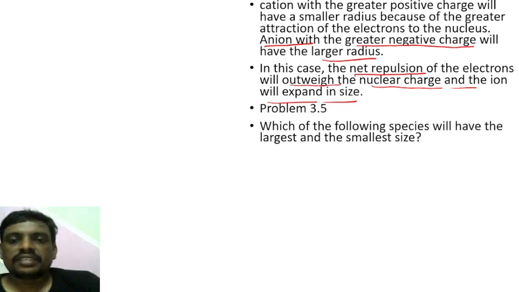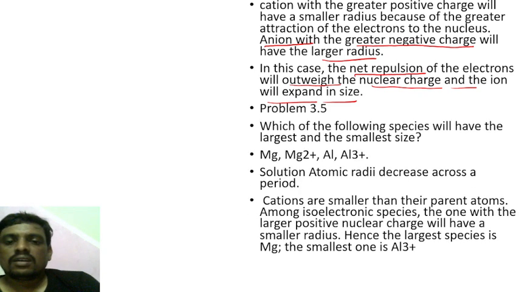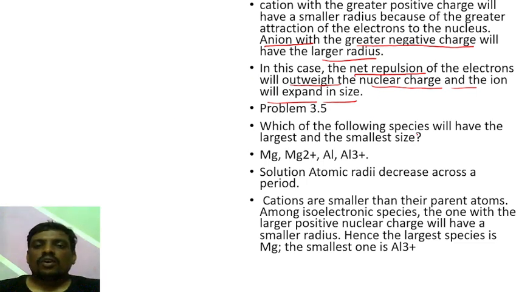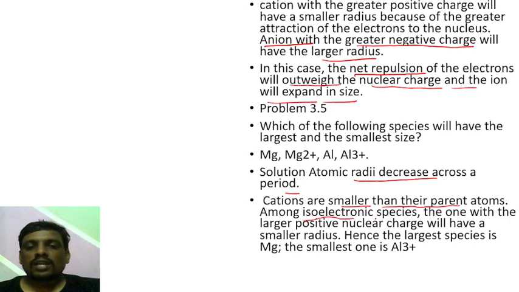A problem is given here. Let us see the problem and take the solution. Which of the following species will have the largest and smallest size: magnesium, magnesium ion, aluminum, aluminum ion? Solution: atomic radii decrease across a period. Cations are smaller than the parent atoms, as you know. Among the isoelectronic species, the one with larger positive nuclear charge will have the smaller radius. Hence the largest species is magnesium, and the smallest one is aluminum ion.